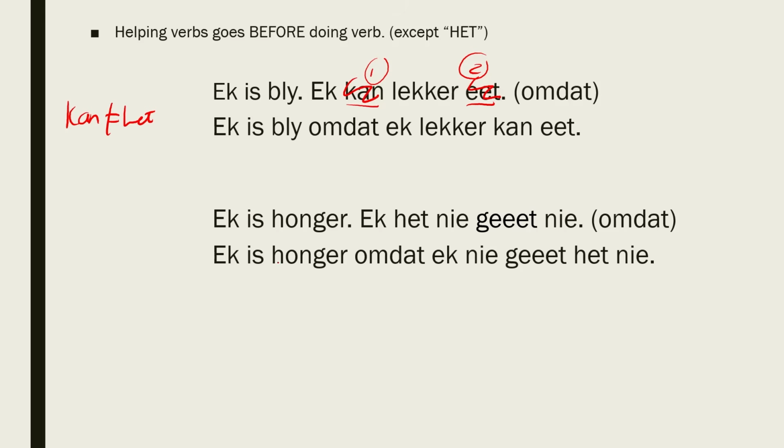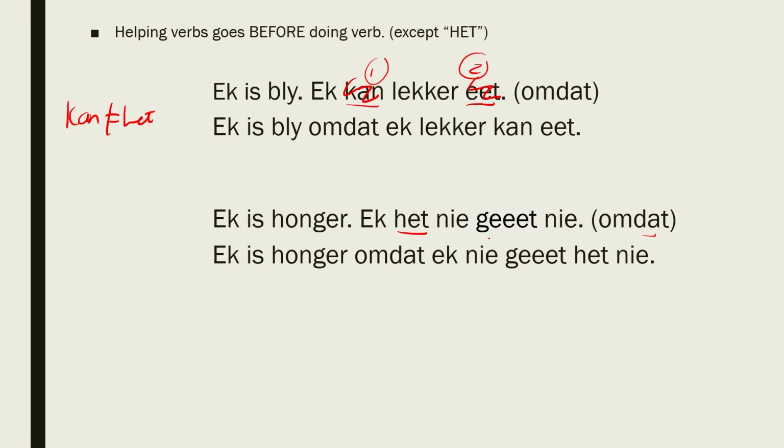Now let's say you have a het as the auxiliary verb. So you say, ek is honger, ek het nie geëet nie, omdat. Right. So your rules of voegwoorde remain the same. You write the first sentence as is, ek is honger. You add your punctuation, but remember this is group 3 because omdat is group 3, right? No punctuation. So you just add your voegwoord omdat. Then you have to take out your verbs in the second sentence and move them to the end of the sentence, right? But now you have two verbs.